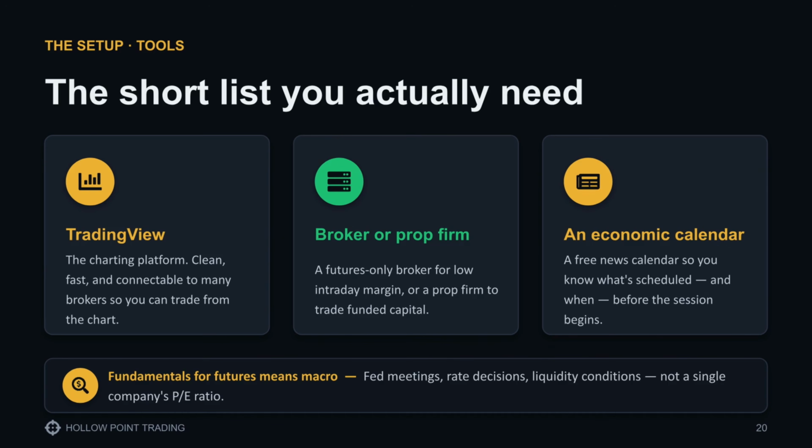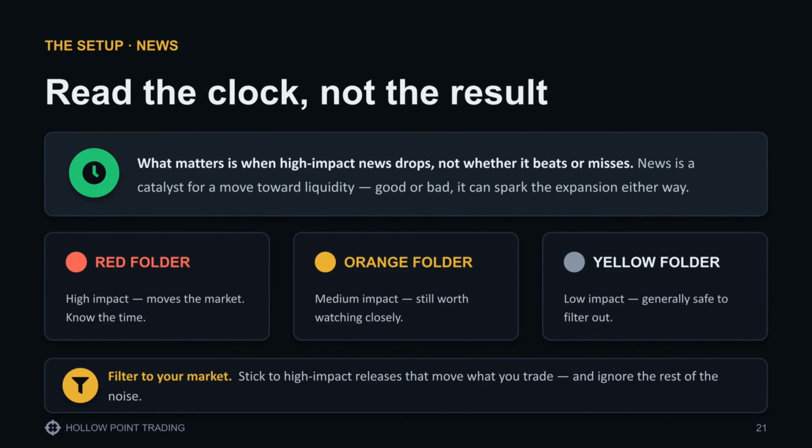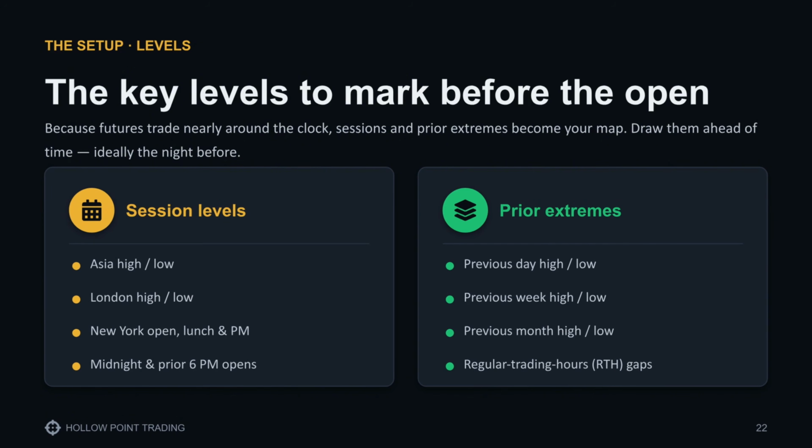that might drive volatility. When monitoring news, focus on the clock, not the result. High-impact news acts as a catalyst for movement toward liquidity. You should classify releases by their impact, red, orange, or yellow folders, and filter out the noise that doesn't actually move your specific market. Before the session opens, mark your key levels. Because futures markets trade almost continuously, session highs and lows, as well as prior extremes like the previous day's high or low, act as a map for potential liquidity.